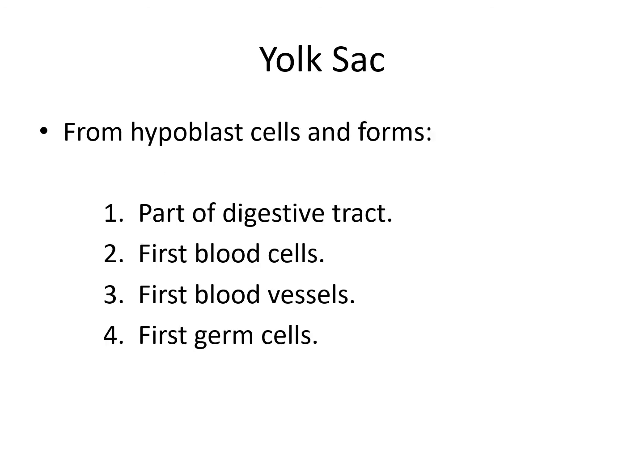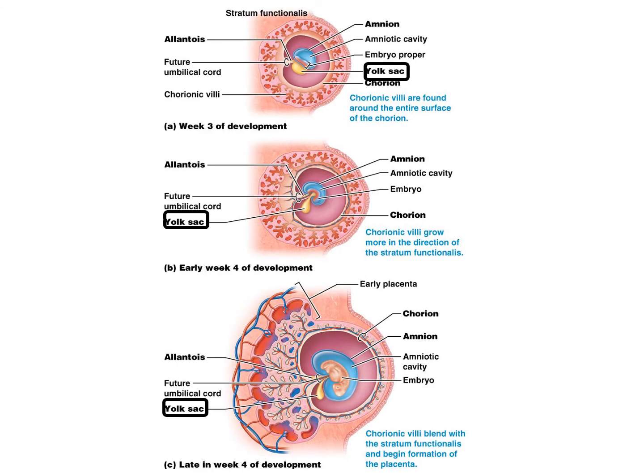Now, the yolk sac forms from the hypoblast cells, and it forms part of the digestive tract, the first blood cells, the first blood vessels, and also the first germ cells that will eventually become sperm or ova. Okay. So here showing the yolk sac at week 3, that tiny little thing here, and you can see it becomes more sac-like by week 4. By week 5, it's a completely separate structure here. So that's the yolk sac.